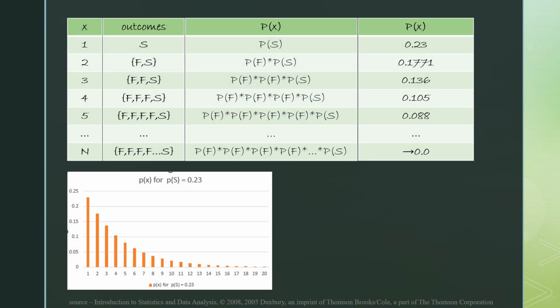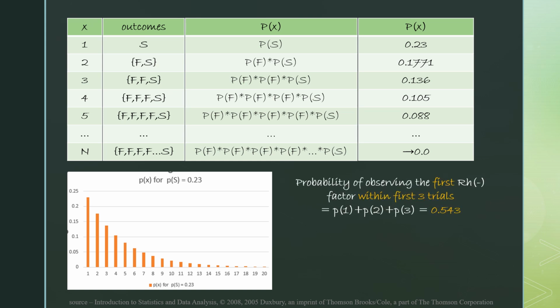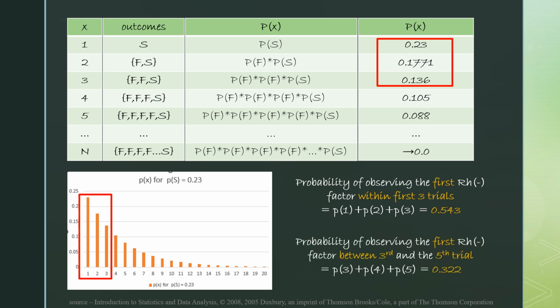Some additional examples of probability calculations using geometric distributions. Probability of observing the first RH negative factor within the first 3 trials equals probability of 1 plus probability of 2 plus probability of 3, which equals 0.543, which is 54.3%. Probability of observing the first RH negative factor between third and the fifth trial equals probability of 3 plus probability of 4 plus probability of 5, which equals 0.322, which is 32.2%.